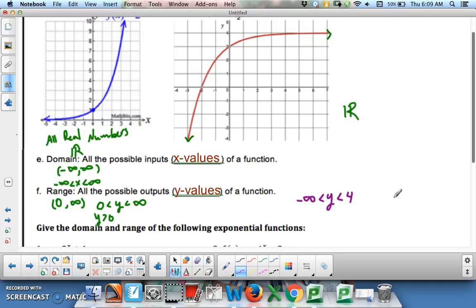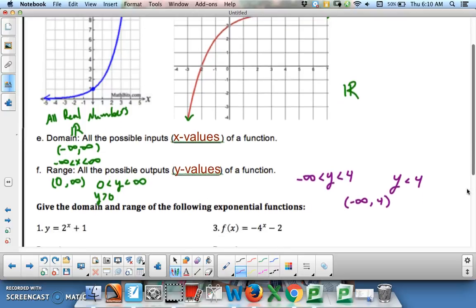You may also see it written just as y is less than 4. It's going to be anything less than 4, which again implies that it's going down to negative infinity, but it can be anything less than 4. And then also you could always write it with the little parentheses. And notice that it's going to be parentheses on both because, again, it's never going to be equal to negative infinity. It's never going to be equal to 4.